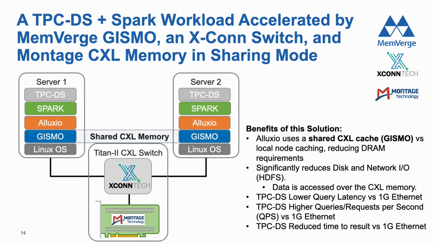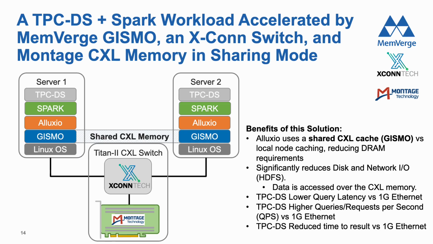So in this example, server 1 runs the Spark primary and a worker node, and then server 2 just ran a worker node. And then finally, the shared CXL memory is provided by Montage using their CXL memory expansion add-in card, and that's sitting behind an XConn switch that is connected to both compute nodes.